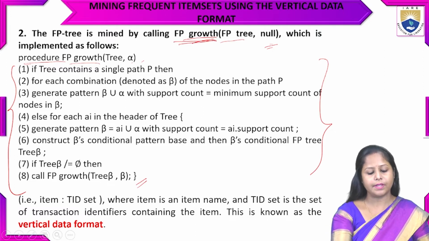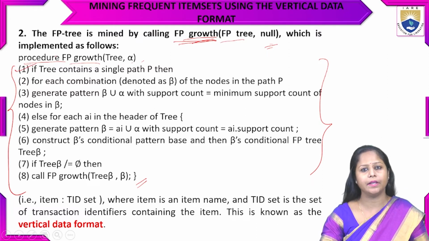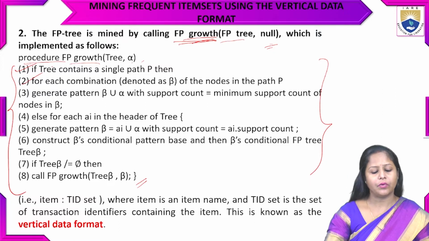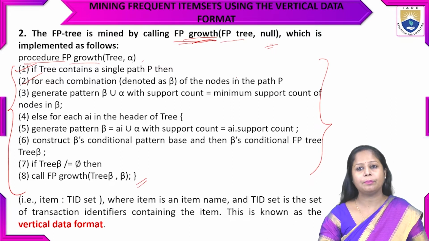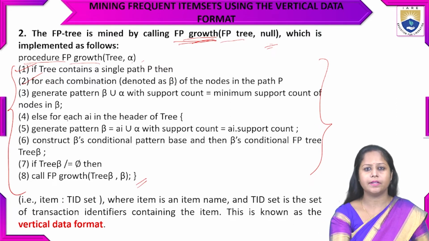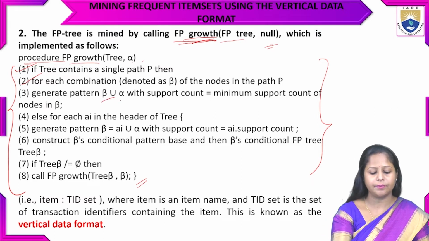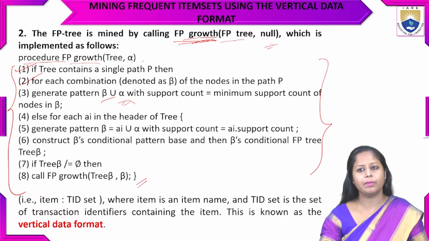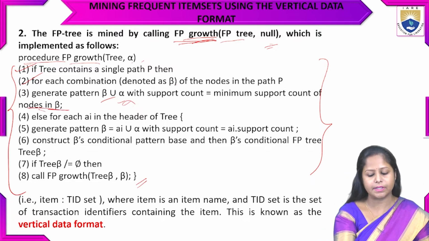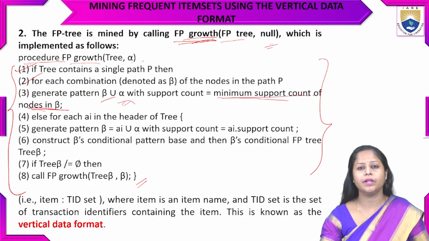In the first step, if Tree contains a single path P, then in the second step, for each combination, denoted as beta, of the nodes in path P, the third step will generate the pattern beta union alpha with support count equal to the minimum support count of the nodes in beta.